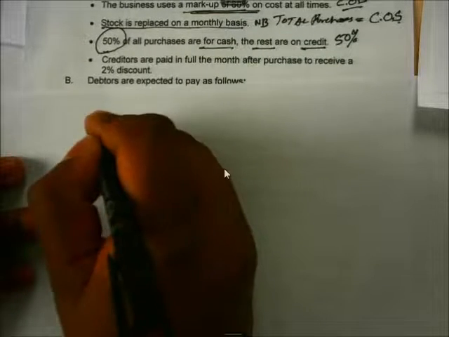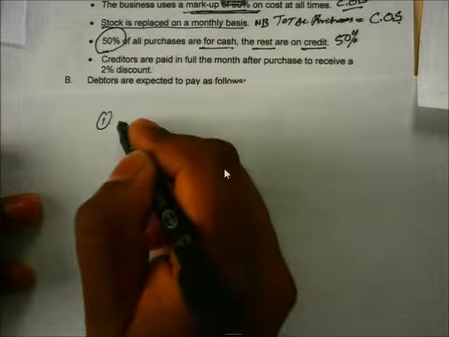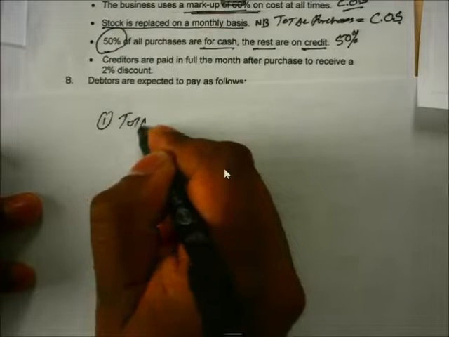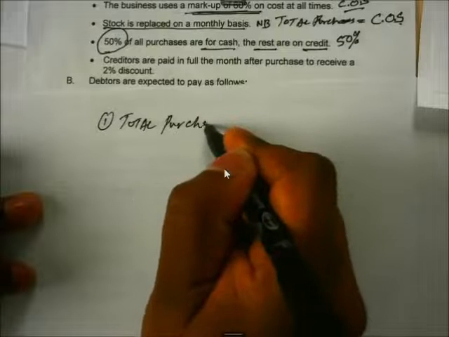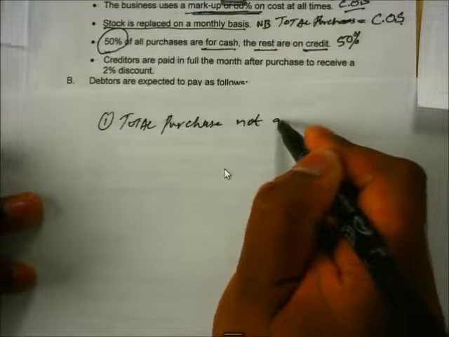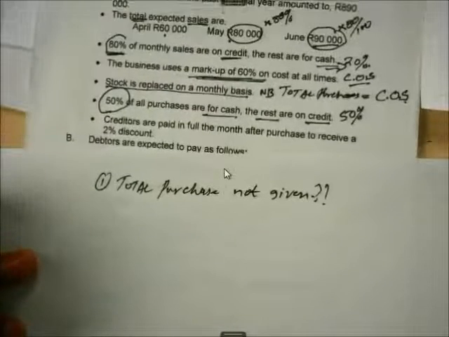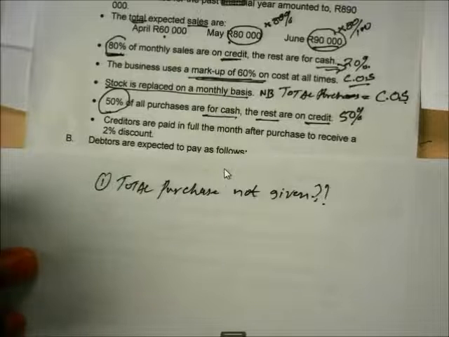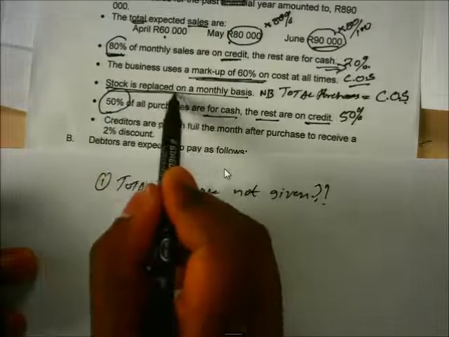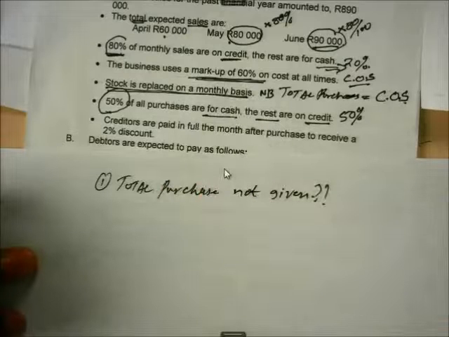One, we have not been given total purchases, not given, right? Now, what do we do when we have not been given total purchases? But we have been told that stock is replaced on a monthly basis. Now, what does that mean? In simple terms, it means that you buy and replace the stock that you sold that month.